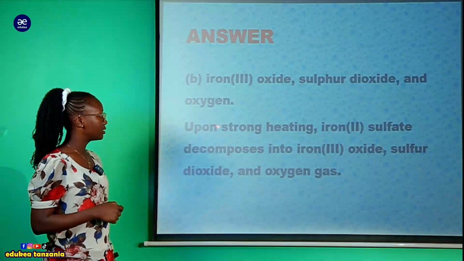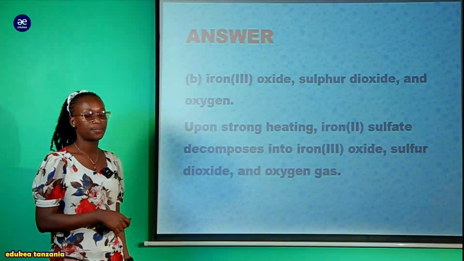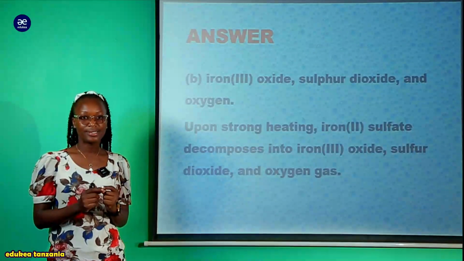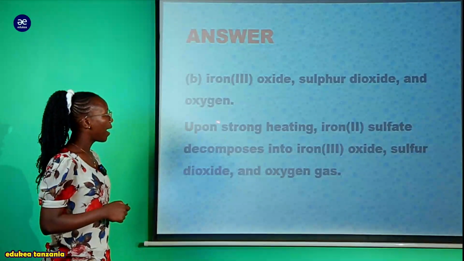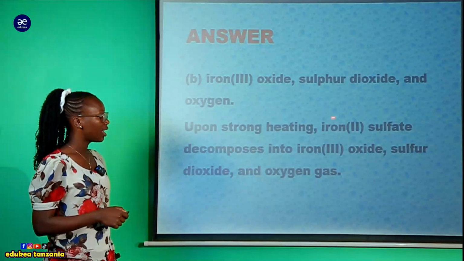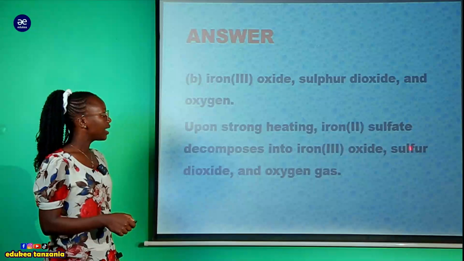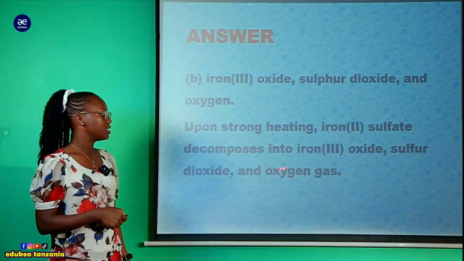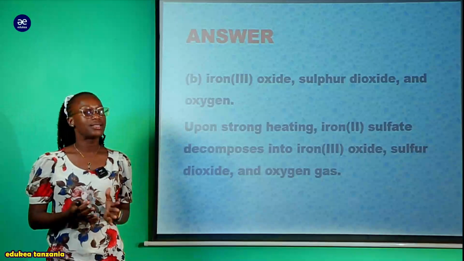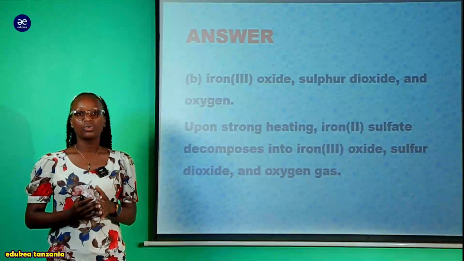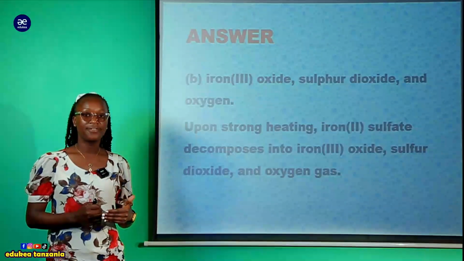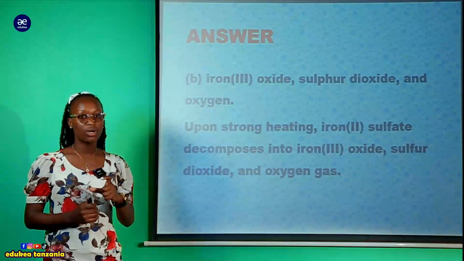So now my students, you can see that upon strong heating, kumbuka condition ilikuwa under heat but strong heating. So upon strong heating, iron 2 sulfate decomposes into iron 3 oxide, sulfur dioxide and oxygen gas. So this is our answer and these are the products we're going to have after the decomposition of the compound of sulfate, lakini katika condition ya strong heating.